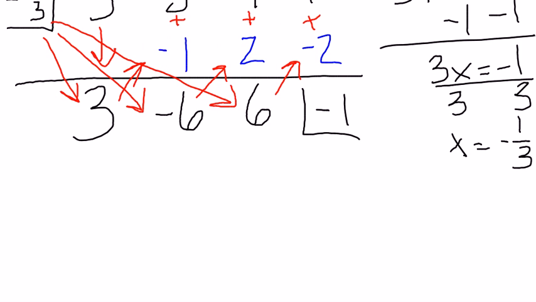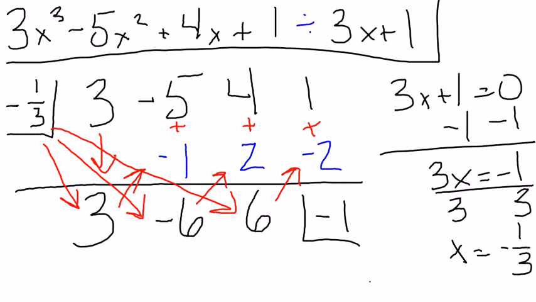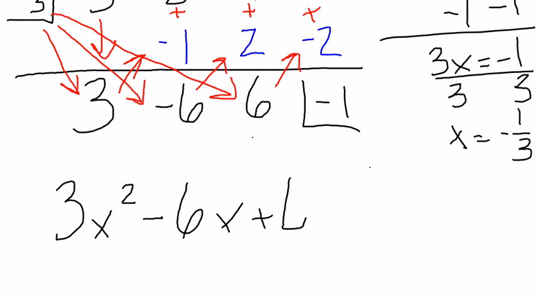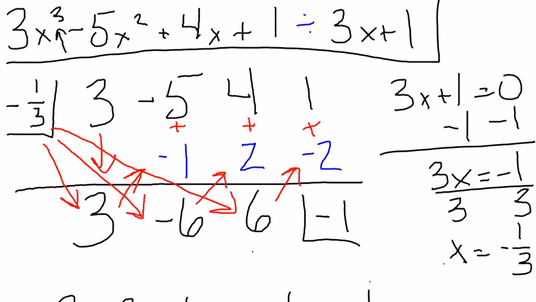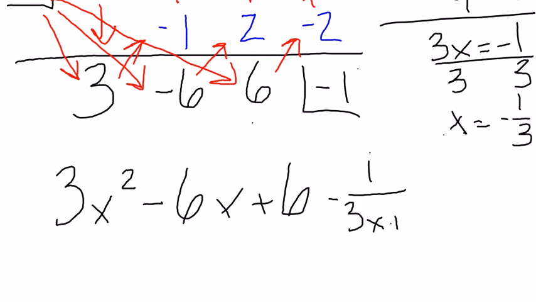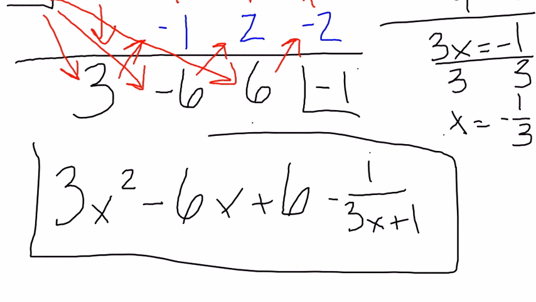Then for your final answer, remember, look at what you have up here. That's a 3, so that means your first coefficient, or your first variable, is going to be x squared instead of x cubed. So your final answer would look like this. 3x squared minus 6x plus 6 minus 1 over your original 3x plus 1. So this is what your final answer would look like.